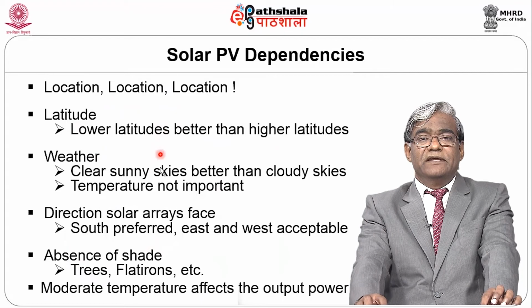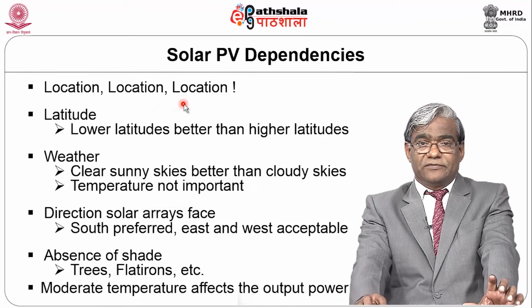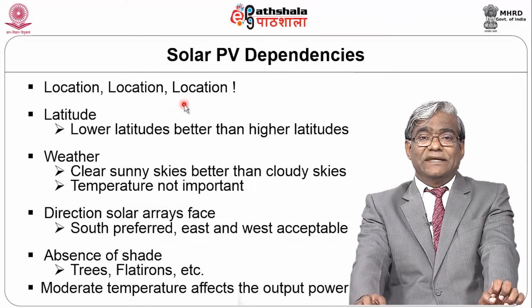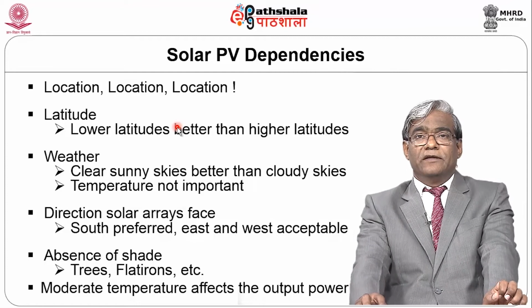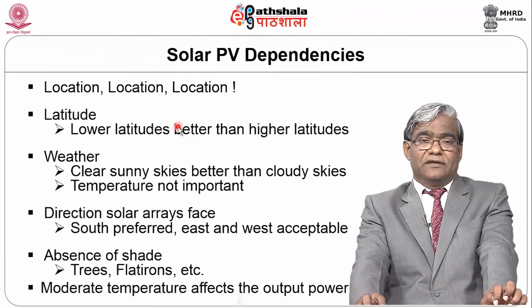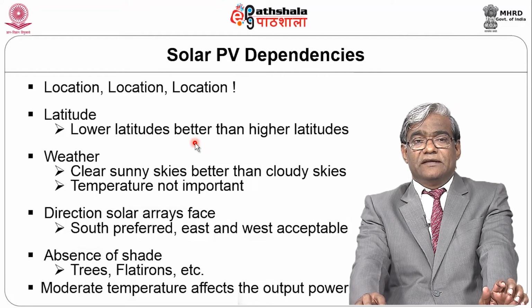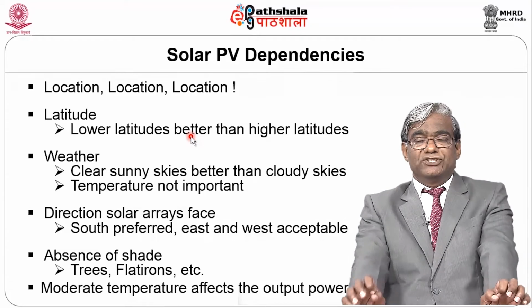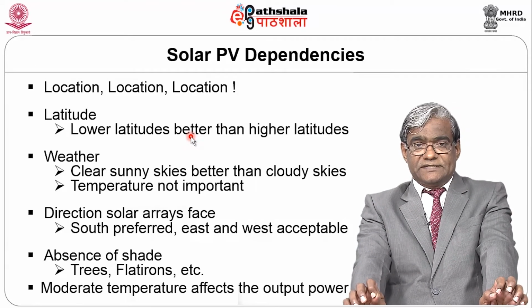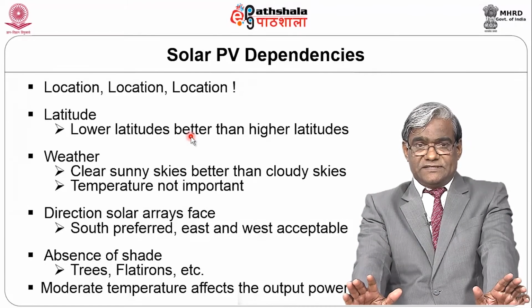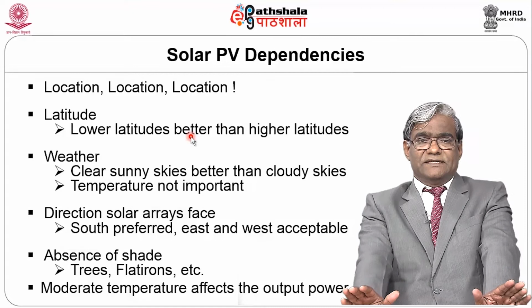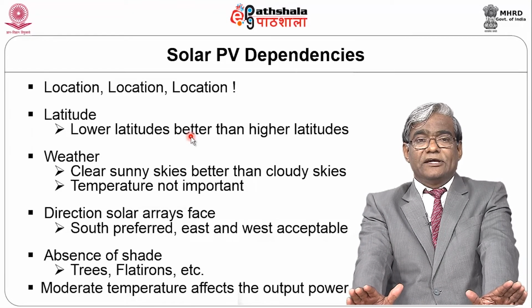This is about the solar PV dependencies, and so here the location, and when we want to install the solar PV system, the location is very important, and so the latitude, the lower latitudes better than the higher latitudes, and according to the latitude, the system is inclined according to the latitude angle. For example, in Chennai, the latitude is about 13 degrees. All the solar devices, solar photovoltaic system or water heater, whatever it is, is inclined according to the angle of latitude.